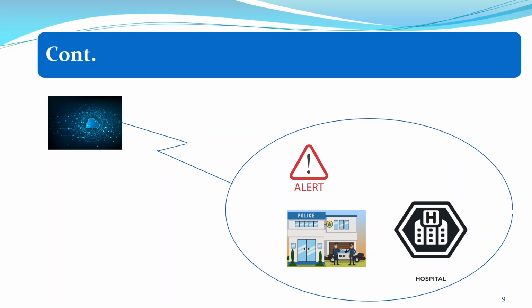This is what Internet of Things is. The car is connected with the internet so it sends an alert, and the nearby hospital, connected with the internet, receives that alert message and takes necessary action to save the person who came with the accident.